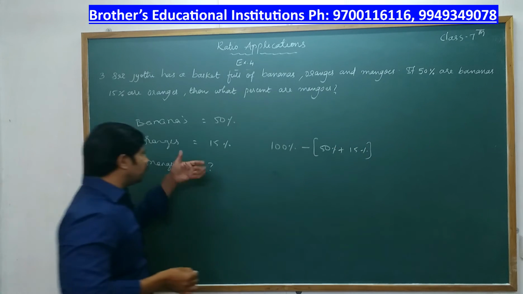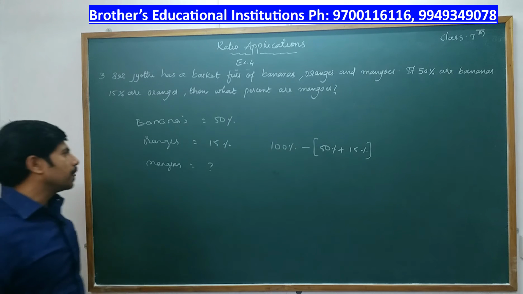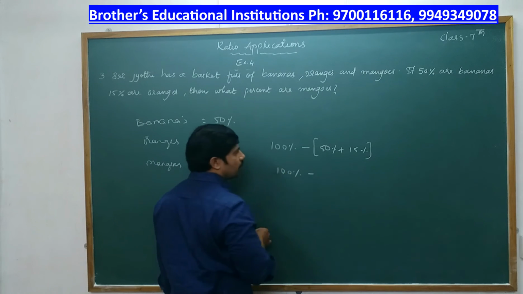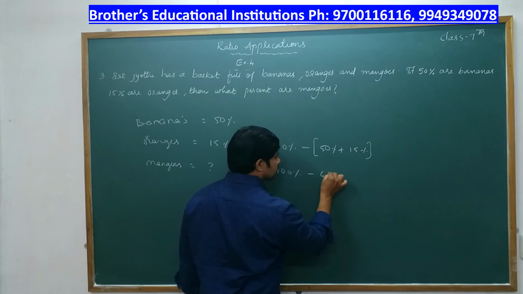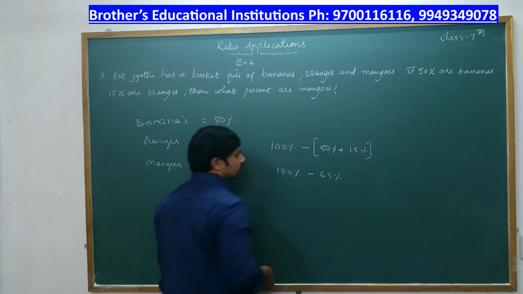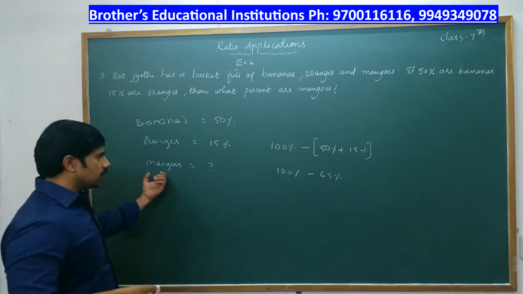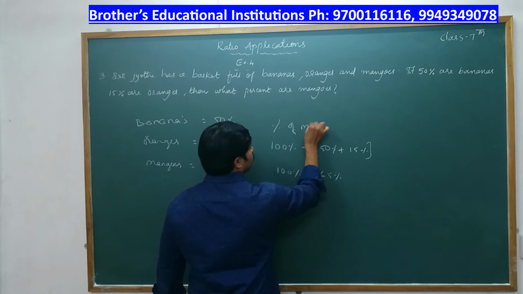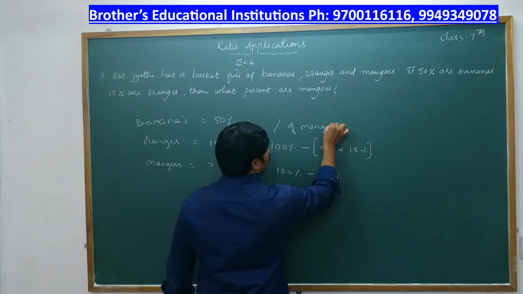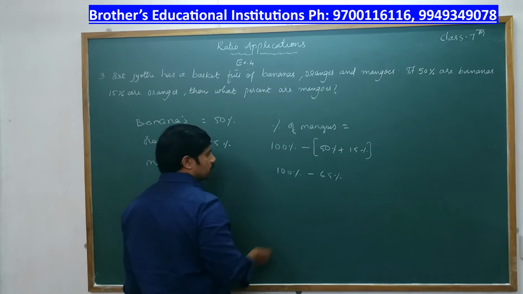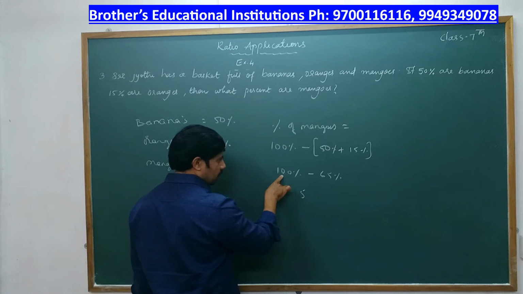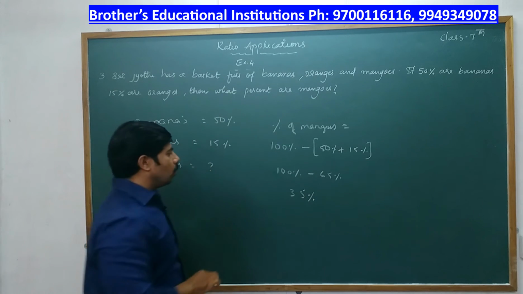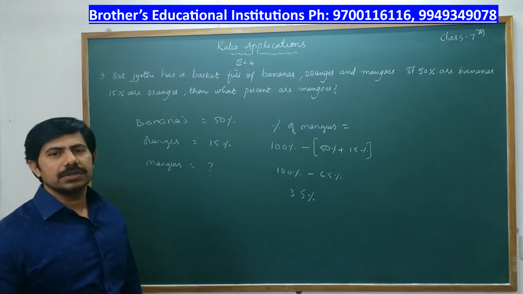First you add 50 plus 15 and subtract from 100. So that is 100% minus (50 plus 15) is 65%. Now we get the percentage of mangoes here. Percentage of mangoes is equal to 10 minus 5, 5, 9 minus 6, it is 3. So the percentage of mangoes is 35%. This is completed.